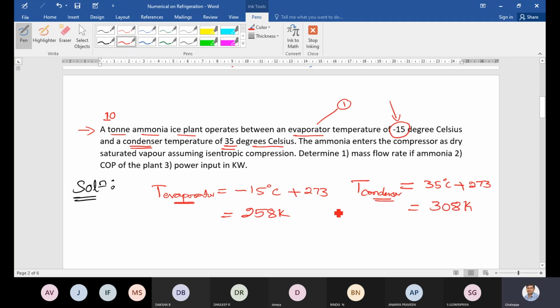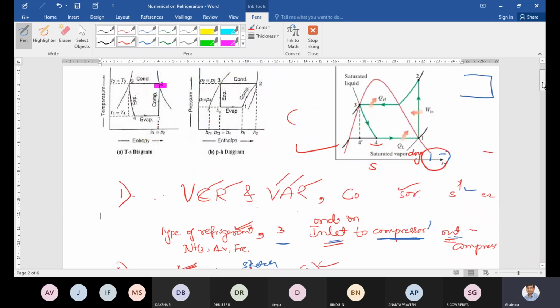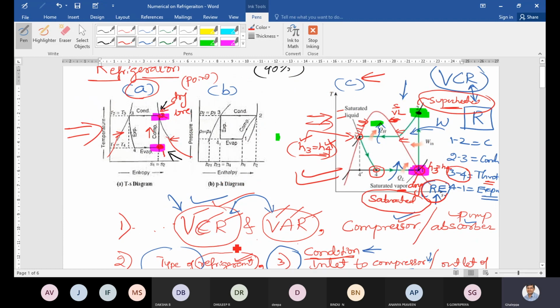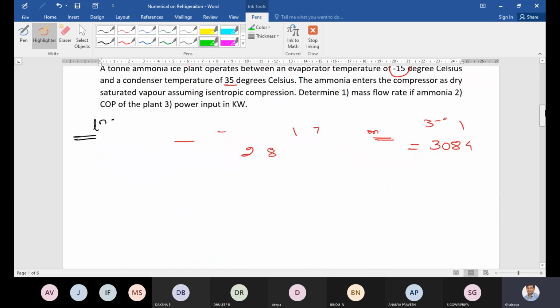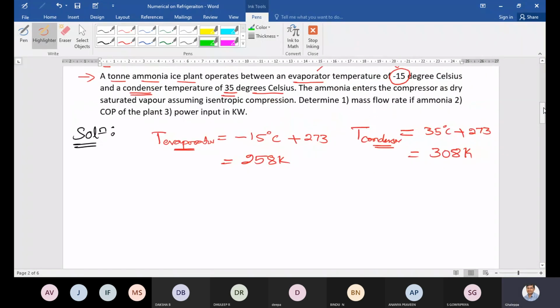And dear students, here condenser is given, evaporator is given. Out of these two, which one is the refrigerating effect temperature? Which is the refrigerating effect temperature, 258 or 308? I give one hint. Refrigerating effect is related to which component of the refrigerator? Evaporator. Very good. It is related to evaporator. That is what I showed here. I will highlight: the refrigerating effect is related to evaporator. So refrigerating effect temperature is given. To avoid the confusion, I will write refrigerating effect data. What data is related to refrigerating effect?